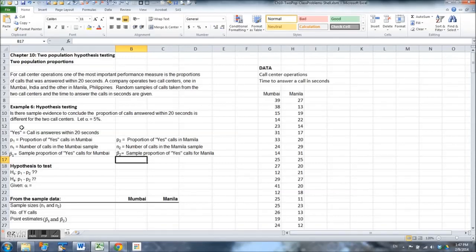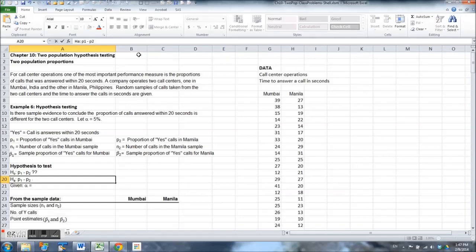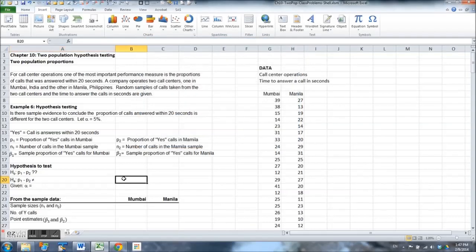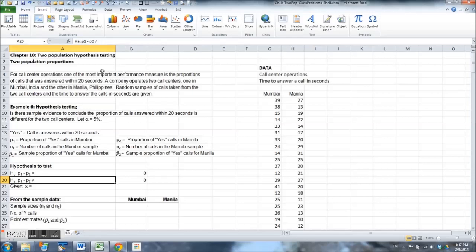Okay, the example is: is there sample evidence to conclude that the proportion of calls answered within 20 seconds is different for the two call centers? So that means we want to test whether P sub 1 is not equal to P sub 2. So P sub 1 minus P sub 2 is not equal to 0 is the alternative hypothesis. So is it equal to 0 is the null hypothesis.